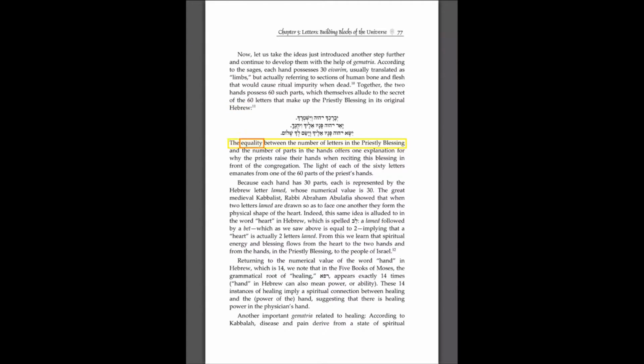The equality between the number of letters in the priestly blessing and the number of parts in the hands offers one explanation for why the priests raise their hands when reciting this blessing in front of the congregation. The light of each of the 60 letters emanates from one of the 60 parts of the priest's hands. Because each hand has 30 parts, each is represented by the Hebrew letter lamed, whose numerical value is 30.